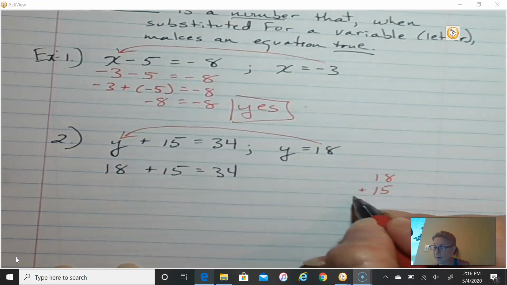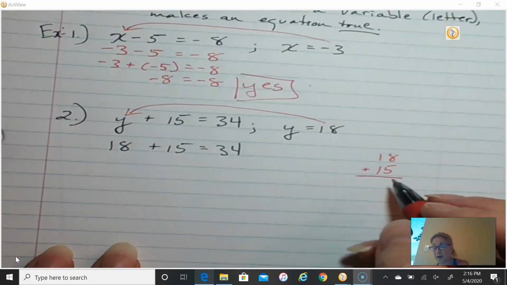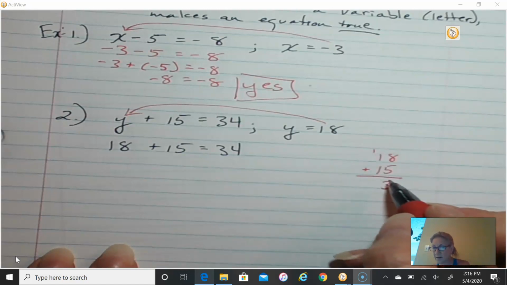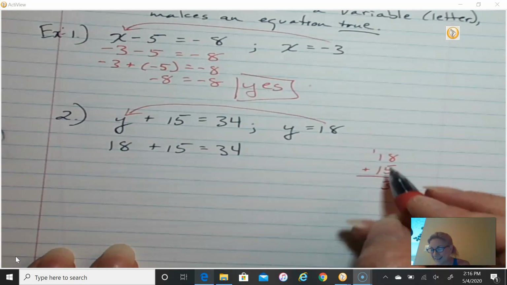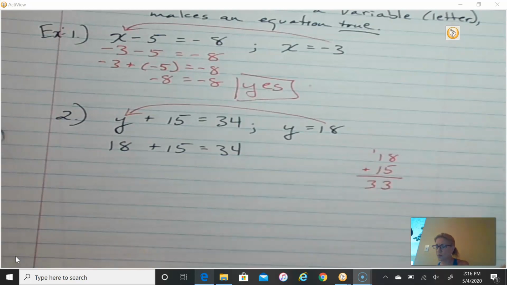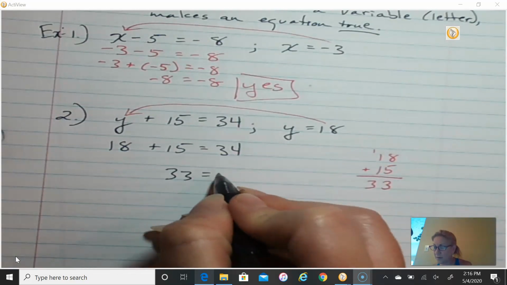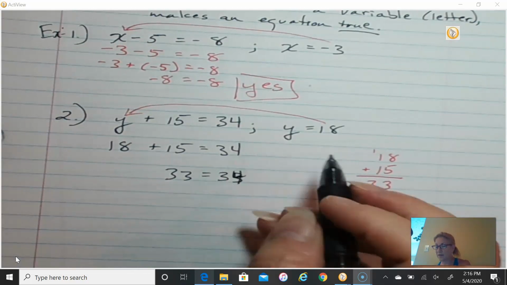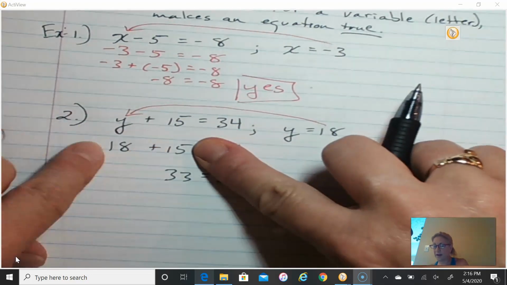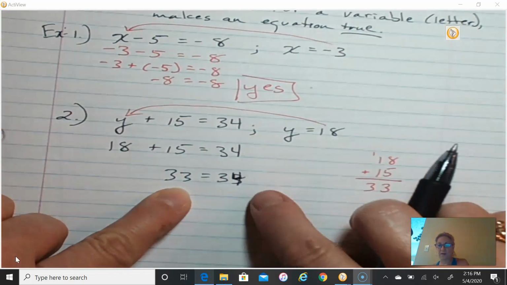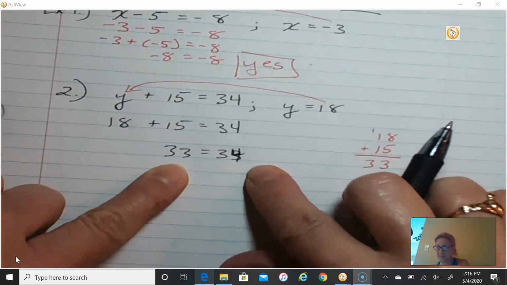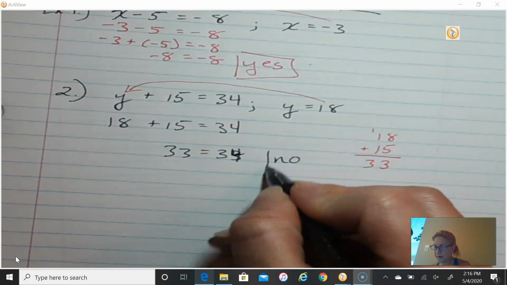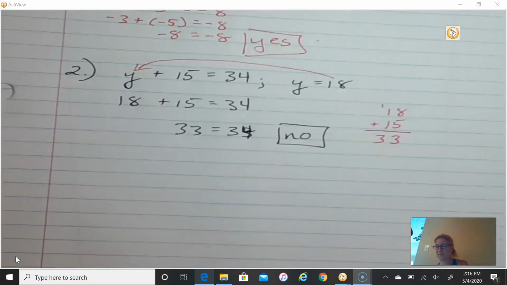So over here, 18 and 15. 8 plus 5 is what? 13. Right? Yes. I'm so tired. Okay, that's 33. Does 33 equal 34? See, I worked this part out. That gave me 33 equals 34. I'm all over the place today. So does 33 equal 34? No. There's your answer. Okay?